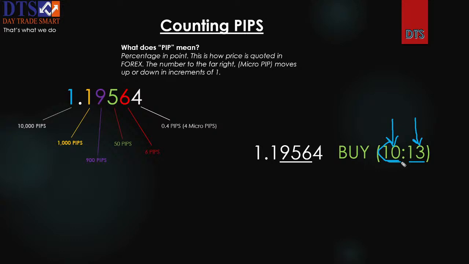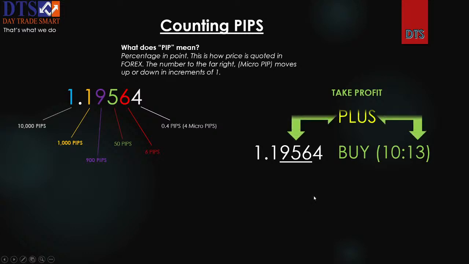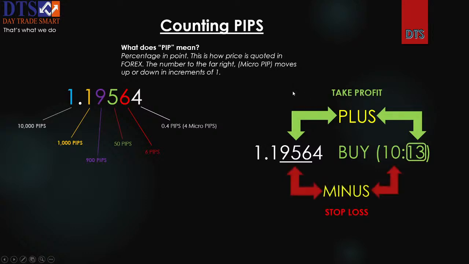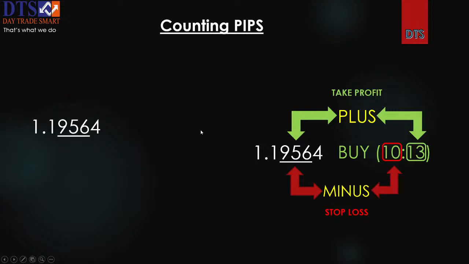So this first number is always going to be our stop loss. This second number is going to be our take profit. Always. So if I wanted to add 13 to 956, I would just plus 13 to 956, and that would be my take profit. And then my stop loss, I would minus 10 from 956, and that would make my stop loss if I'm buying. So it would be like this.